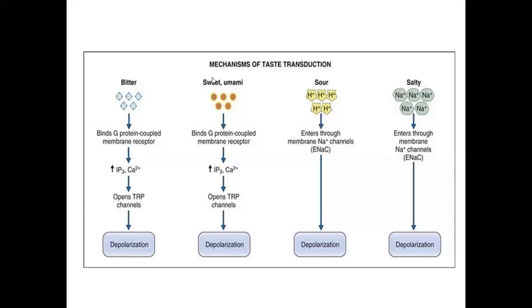Secondly, you look at this. This is what we call sweet and umami. So this is another type of taste sensation. There's sweet and there's umami. These chemicals are detected by the specific receptors on the taste buds, okay, and they bind to a G protein coupled membrane receptor, which is able to sense what type of chemical it is. Once it picks up those chemicals, it's going to cause the same thing that happened with bitter: IP3 elevated, calcium elevated, opens TRP channels, which also causes what we call depolarization, meaning an action potential has been initiated.